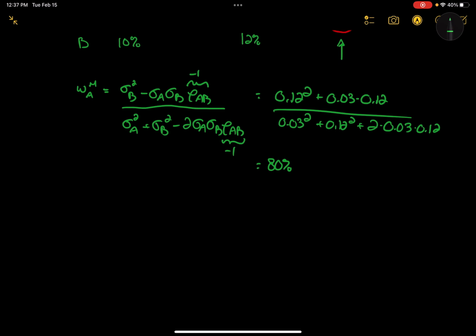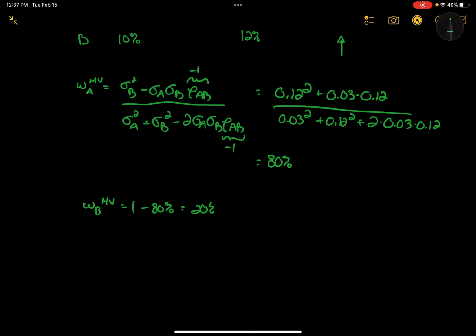So we can now find the weight of B easily. Oh, so I wanted to put minimum variance here. WB minimum variance is equal to 1 minus 80%. That gives us a weight of 20%.